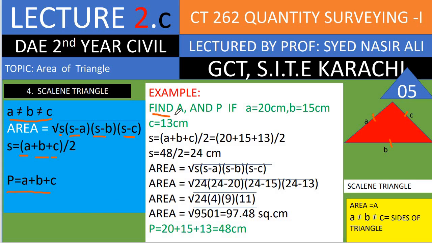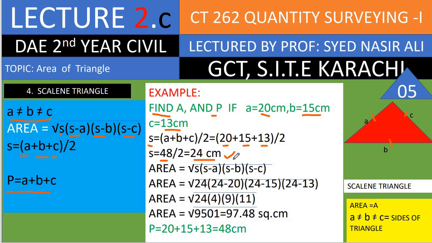Take the example: find the area and perimeter if A is equal to 20 centimeter, B is equal to 15 centimeter, and C is equal to 13 centimeter. First we find S is equal to (A plus B plus C) upon 2. Just put A is 20, B is 15, C is equal to 13. Add them, divide by 2. When we add them, we are getting 48. 48 upon 2 is 24 centimeter. This is the value of S.